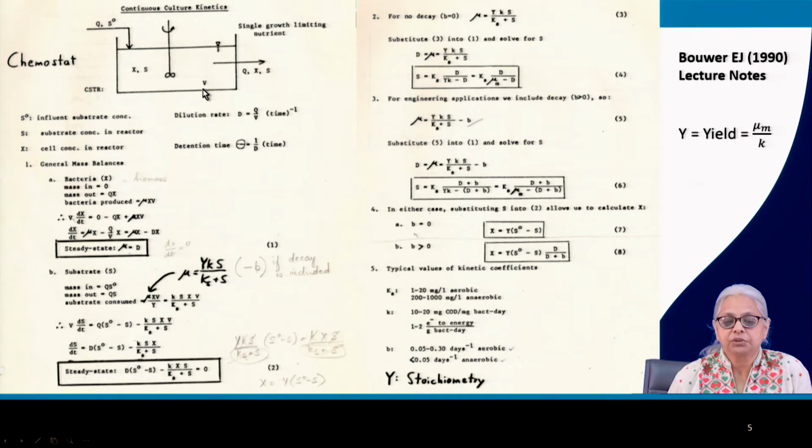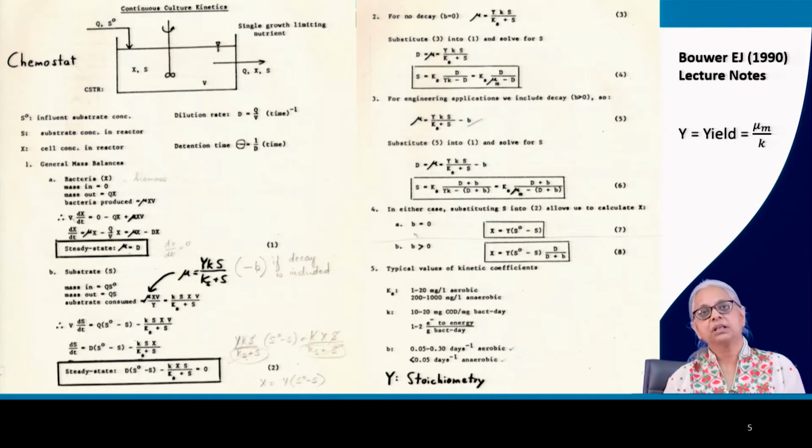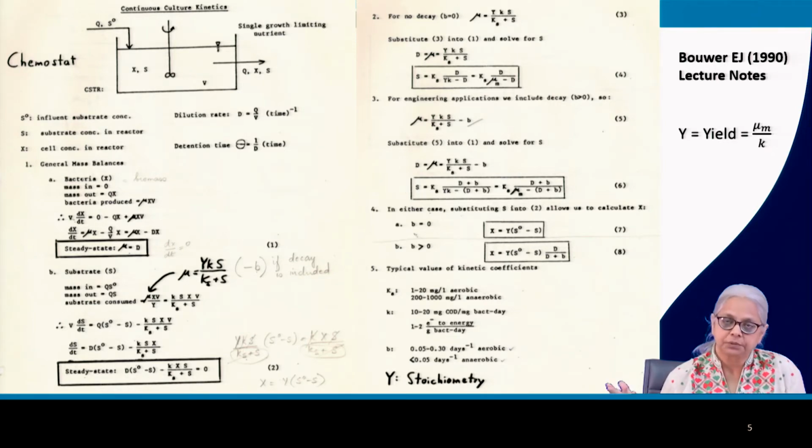So V is the volume of the chemostat, X is the concentration of biomass, and S is the concentration of substrate. We have a single growth limiting nutrient which is represented by S. What is coming out? For those of you who may be familiar with chemical reaction engineering, in a continuous flow reactor which is completely mixed, whatever is inside the reactor is what is coming out. So Q, X and S are exactly what you see inside the reactor. So output is equal to whatever is inside the reactor. It may be common sense, so let's just keep it that way.